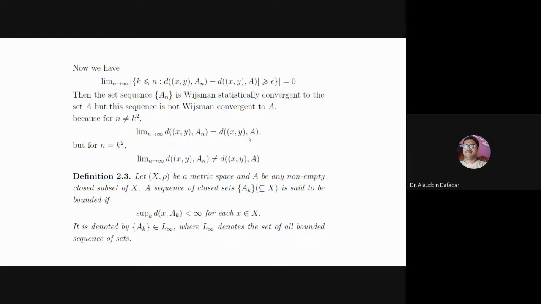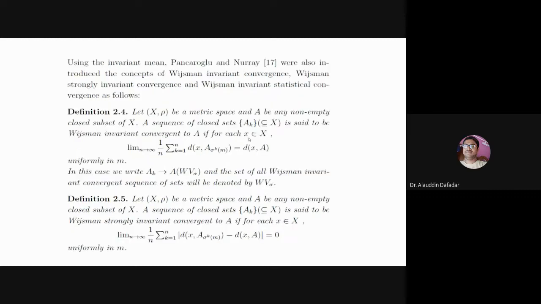Now, here is the definition of boundedness of a sequence. Let (X, rho) be a metric space and capital A be a non-empty closed subset of X. A sequence of closed sets A_k is said to be bounded if the supremum over k of the distances d(x, A_k) is less than infinity.